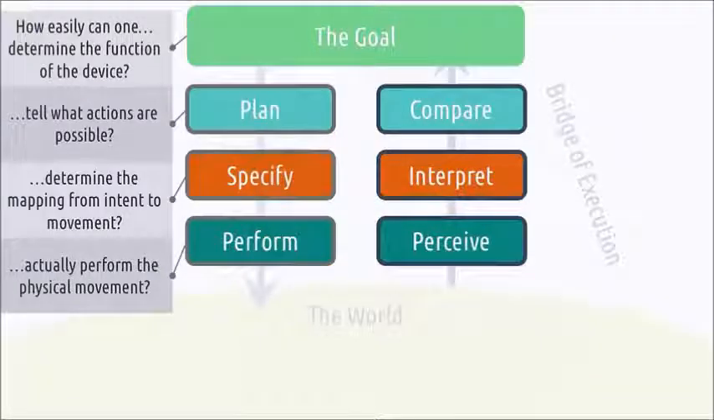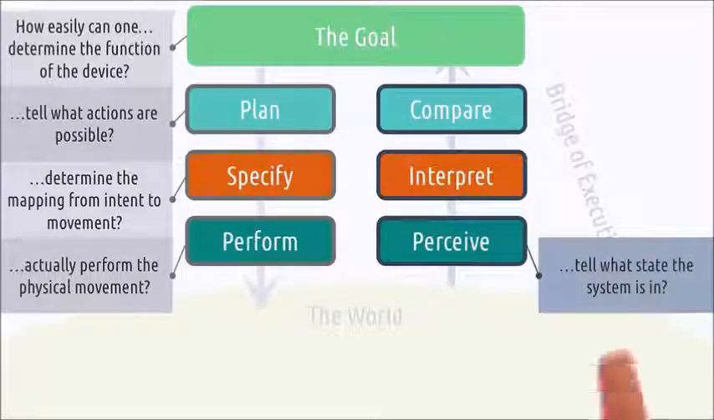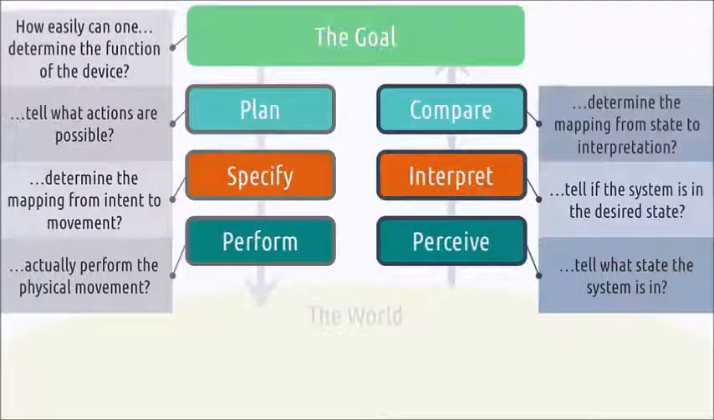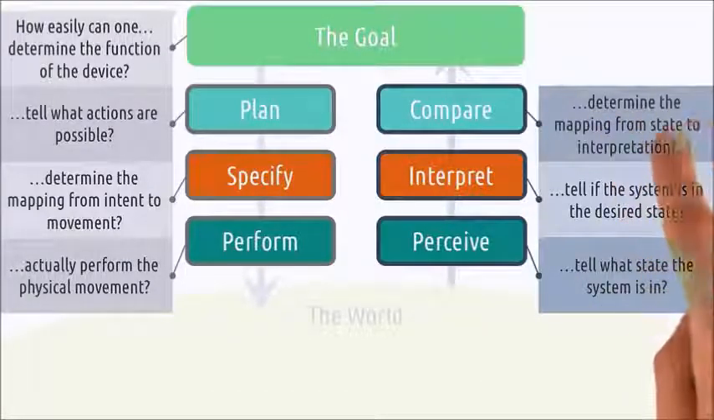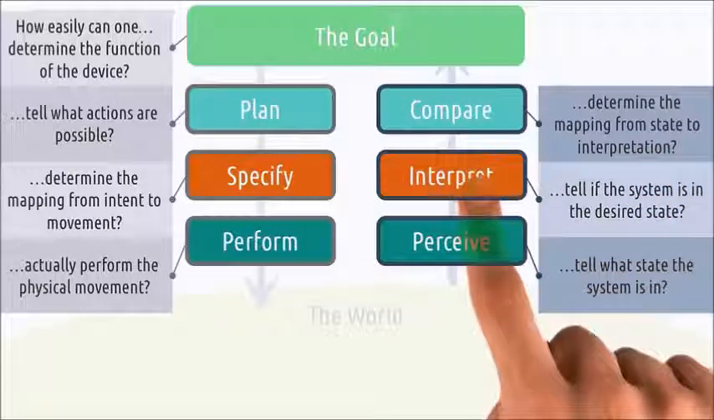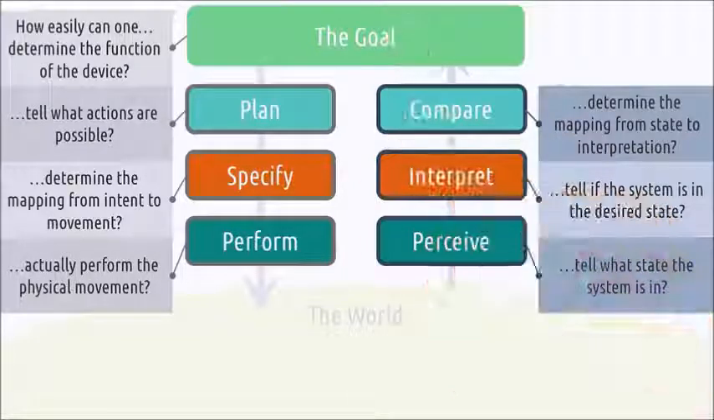After they've done these 3 stages, something has happened in the world, and they're ready to see if they can perceive what has changed. So then we ask, how easily can the user perceive or tell what state the system is in? This is the raw information that they're getting out of the system. Then, how easily can they tell if the system is in the desired state? Or how easily can they interpret what they perceived? And then finally, how easily can the user determine the mapping from state to interpretation? Or in other words, how easily can the user compare what they interpreted as happening to what they wanted to happen? You'll notice that these match our stages from earlier.